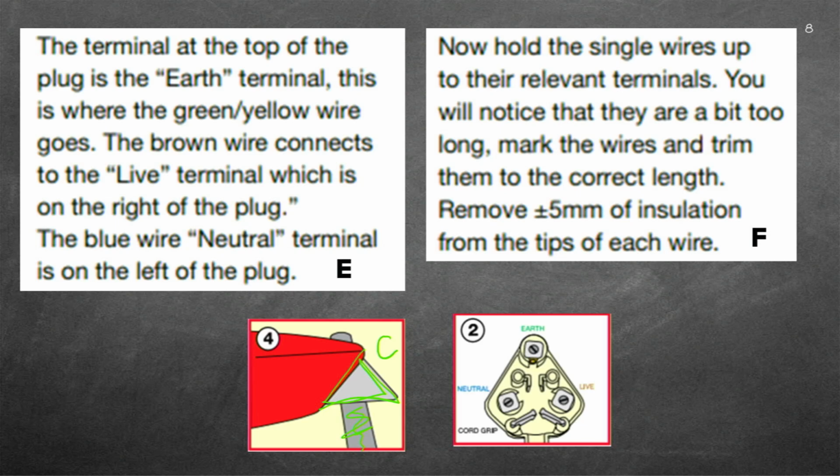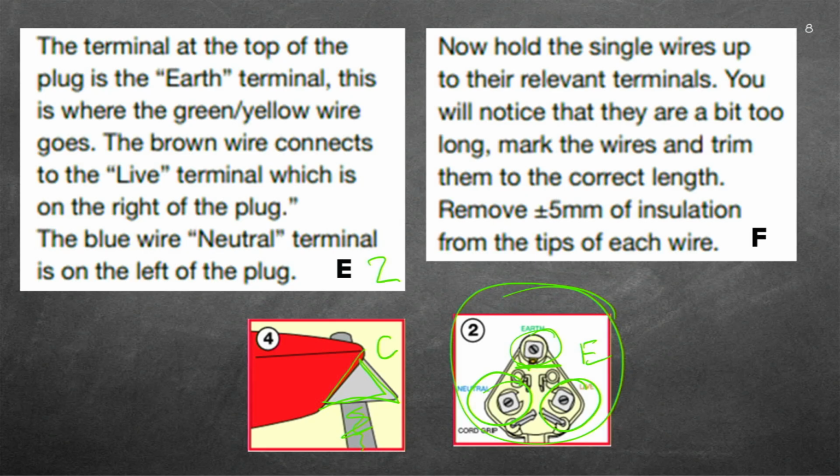So if I go and look here, we are right on this slide. I've got a little diagram. They've labeled the earth terminal for me. They've labeled the live and they've labeled the neutral. And so we can see the top one is the earth terminal they were talking about. So obviously 2 and E go together.